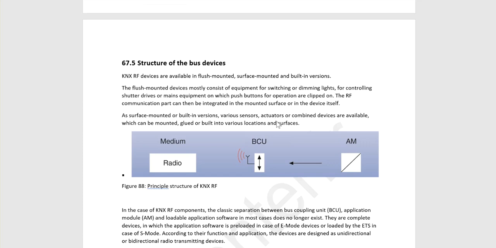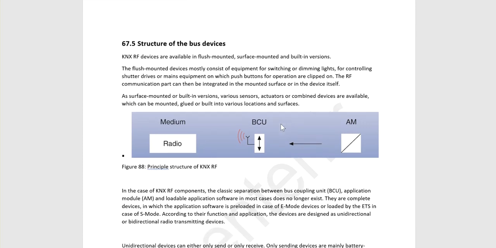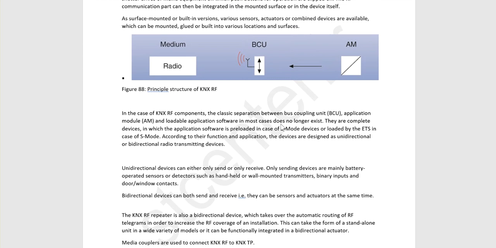I mentioned that. As a surface mounted or built-in version, various sensors, actuators, or combined devices are available, which can be mounted, glued, or built into various locations and surfaces. In case of KNX RF components, the classical separation between bus coupling unit, application module, and loadable application software in most cases no longer exists. They are complete devices. So when you have some KNX RF devices, you cannot separate them into different parts.